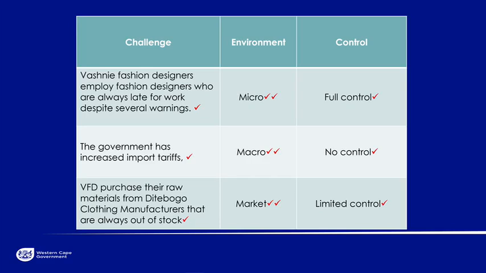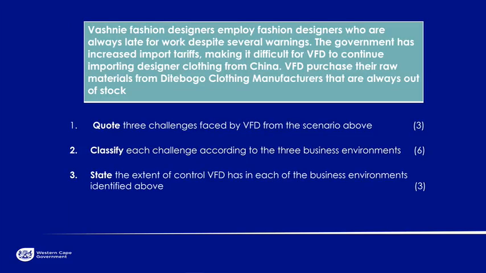So we can see the Vashni fashion designers employ fashion designers who are always late for work. People who are late for work is something that happens only inside the business. It's got nothing to do with the market and the macro environment of the business. So therefore that must be micro. And then you link the level of control, and it has to be full control. And again, we look at the verb that is used in the question. It says they state the extent of control.